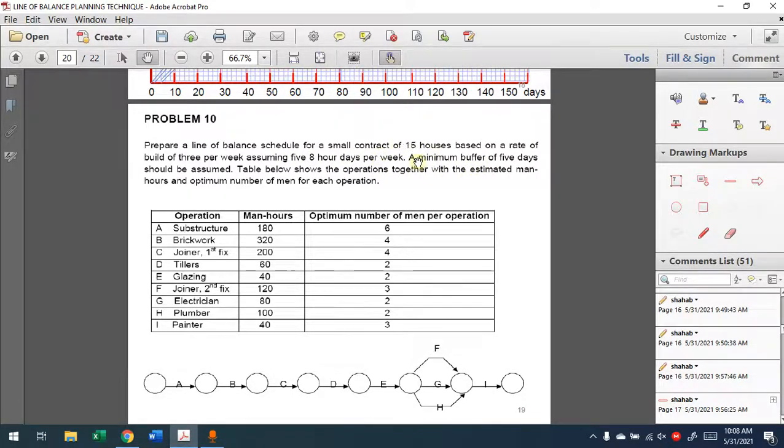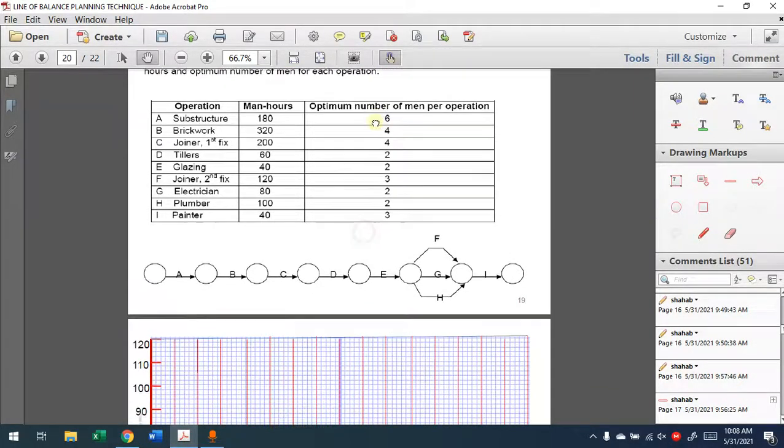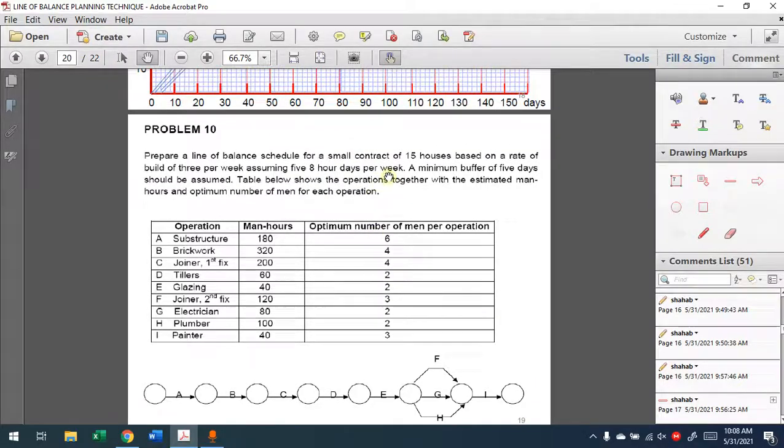And the rest of the things, how many days? 15 houses here. So I have 15 houses to create, and the rate of build is given as 3 houses per week, assuming 8 hours per day. So we're working 8 hours per day, 5 days per week, and you'll be able to do the drawing.